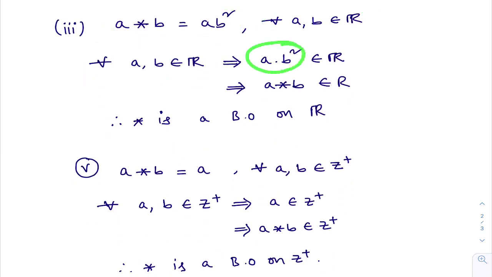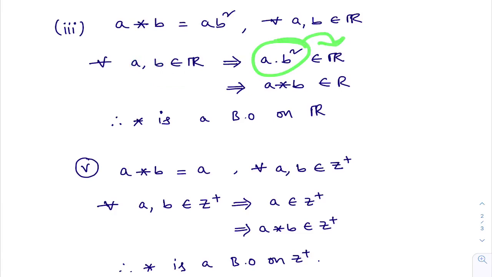Is a into b square a real number or not? You need to think about it. How did you get this a into b square? Because in the question they have given a star b as a into b square. You take a as one real number and b as another real number. If b is a real number, b square is also a real number, although it may be a positive real number including 0. The point is, when a and b are real numbers, is a into b square a real number or not?